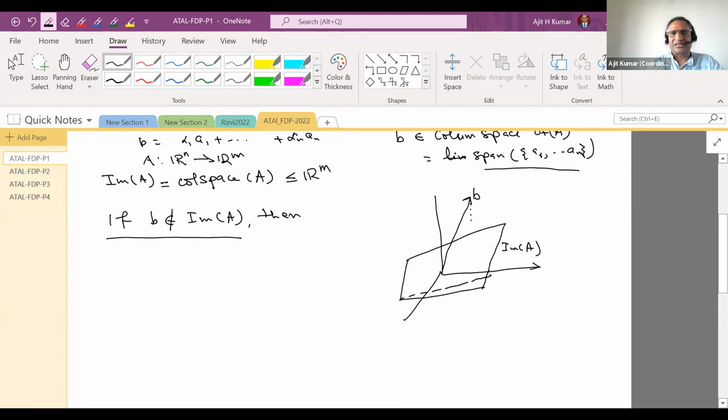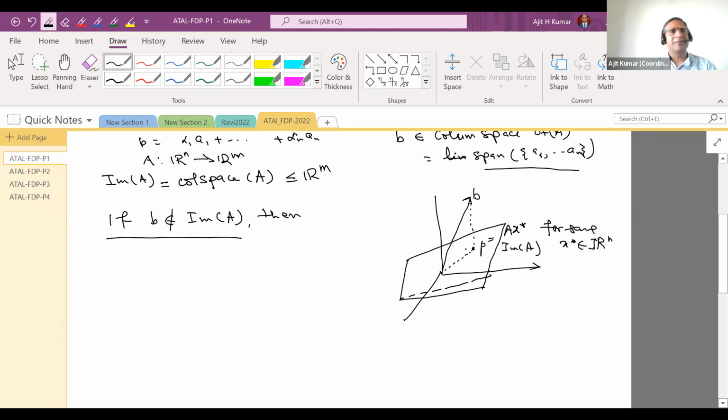So you want to look for something here. Let us call this P, such that this distance is as small as possible. P lies in the image of A, so P is going to be of the form A times, let us call this X star, for some X star in Rn. That is what it means. So this X star is what we call the least square solution.